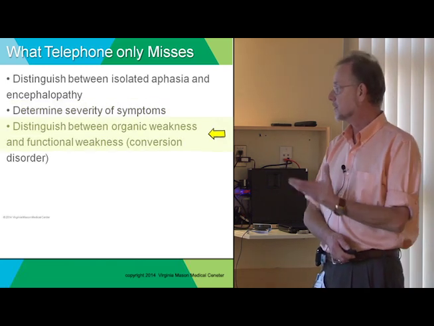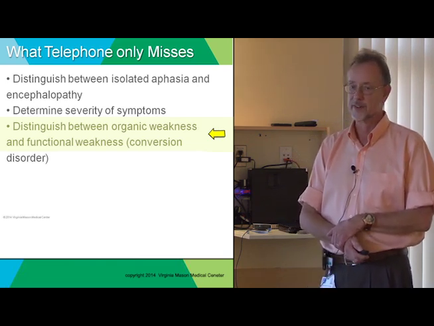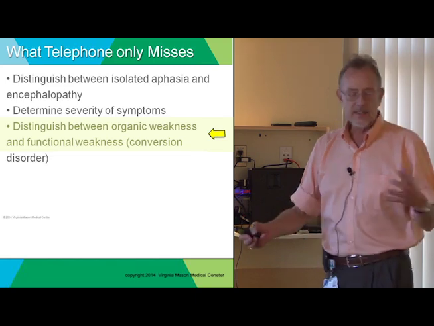We can distinguish most of the time between organic weakness and functional weakness, so conversion disorder is hopefully ruled out. And again, this is going to offer your providers here the chance to, for lack of a better word, defer liability to some degree. The neurologist is going to offer recommendations based on their experience, and hopefully it'll make the providers feel much more comfortable with giving TPA. I know some of our physicians really do need to talk to the neurologist about giving TPA in certain settings.